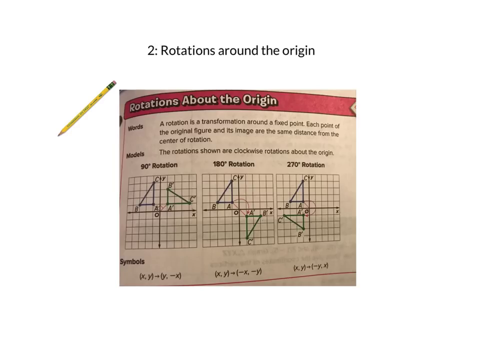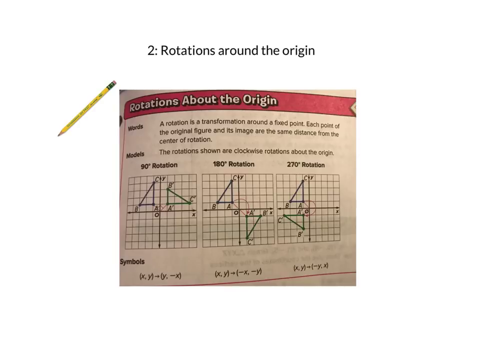Alright, so what we had just talked about in the last problem was rotating around a point. Another type of rotation is rotating around the origin, or the point where our x and y axis meet. That origin is always that 0, 0 marker on our coordinate plane.